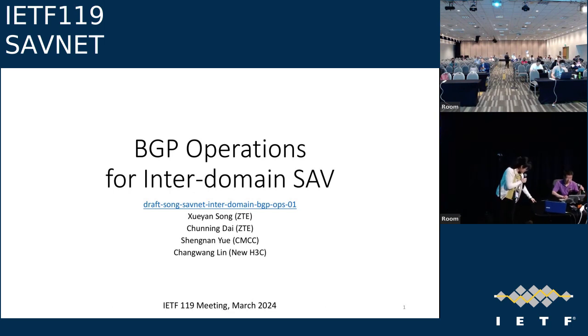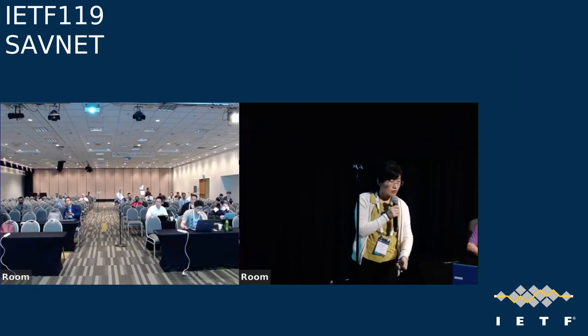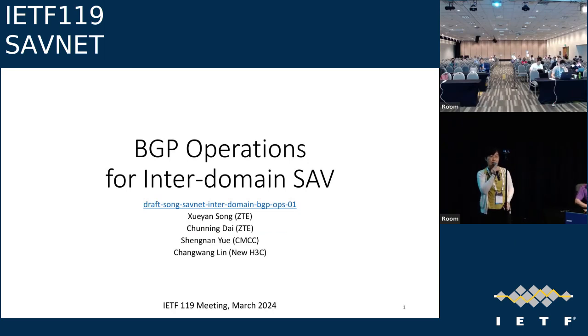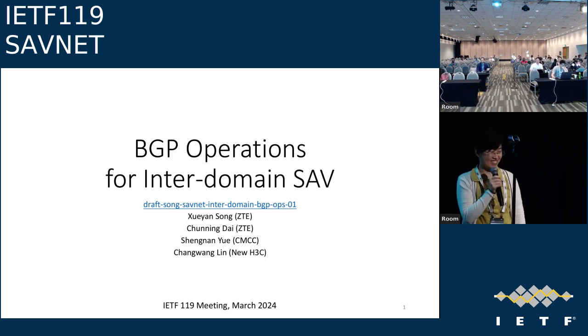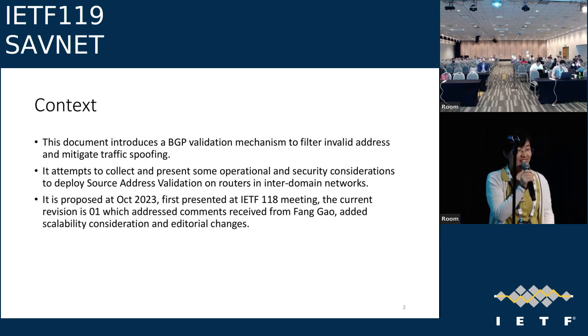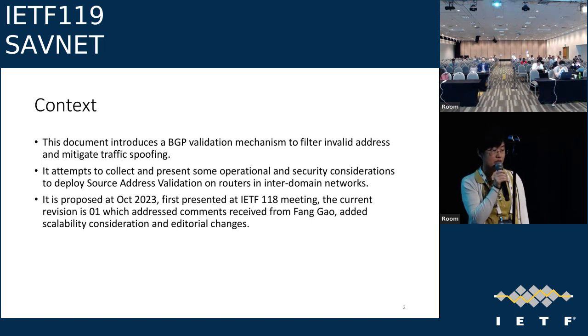Okay, hello everyone. SJ from ZTE. I'm going to present the BGP operations for inter-domain SAV. This document introduces a BGP validation mechanism to filter invalid addresses and mitigate traffic spoofing. It attempts to collect and present some operational and security considerations to deploy SAV on routers in inter-domain networks.